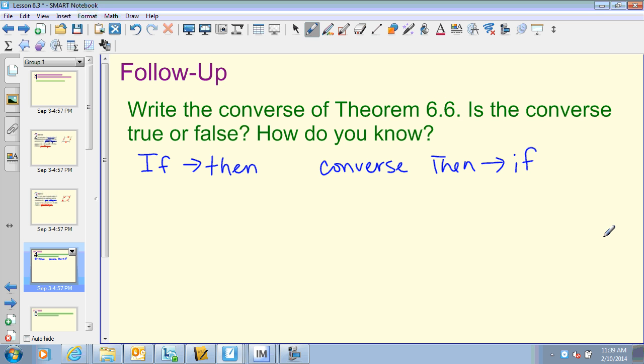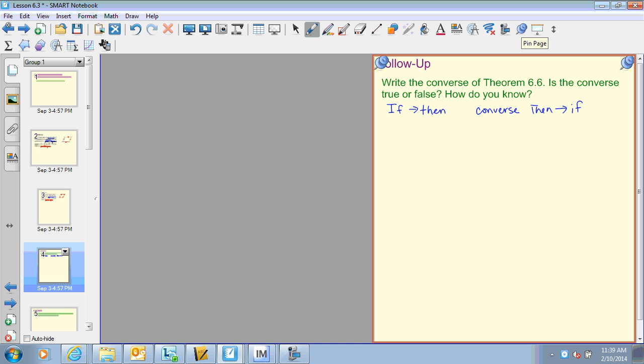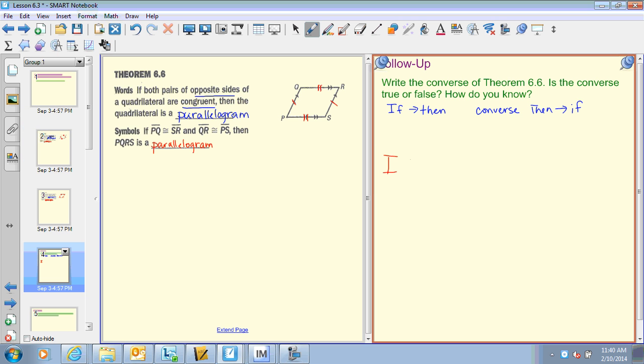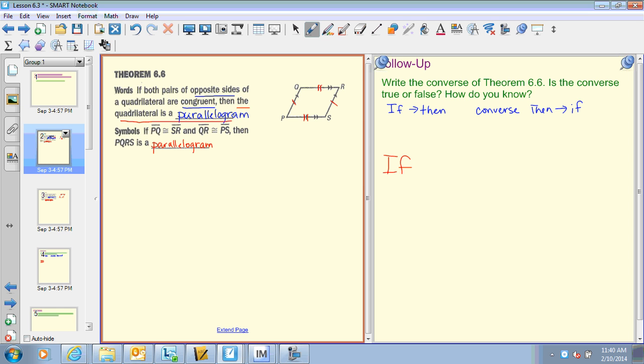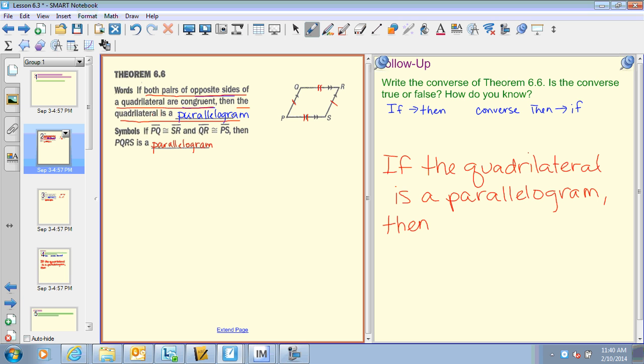So if we do a split screen here and we take a look at what that is, all right, so let's go take a look. Theorem 6.6 says if both pairs of opposite sides of a quadrilateral are congruent, then the quadrilateral is a parallelogram. Well, I've got to start with my then. So I say, if the quadrilateral is a parallelogram, then, now this is where my if comes in, my hypothesis, then both pairs of opposite sides of the quadrilateral are congruent.